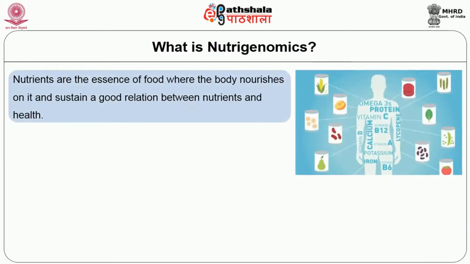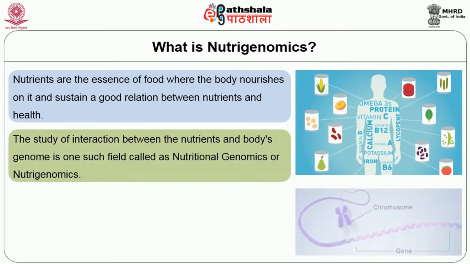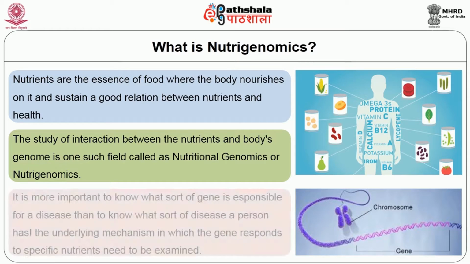So what do you understand from the term nutrigenomics? Nutrients are the essence of food where the body nourishes on it and sustains a good relation between nutrients and health. The study of interaction between nutrients and the body's genome is one such field that is called nutritional genomics or nutrigenomics. It simply portrays the body's genetic adaptation to nutrition interaction.